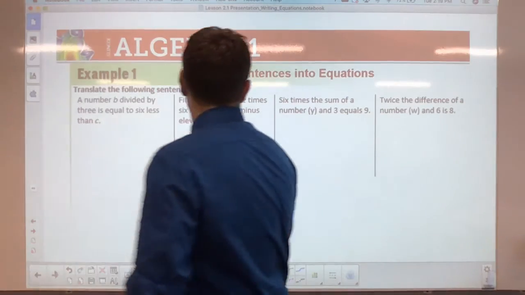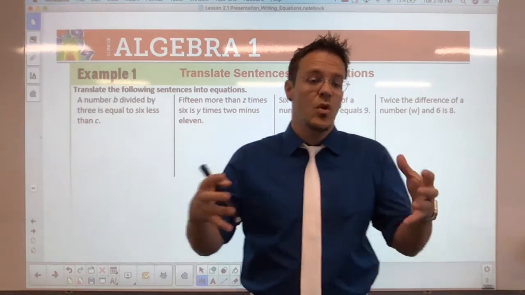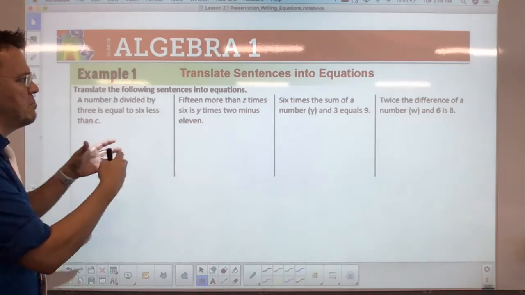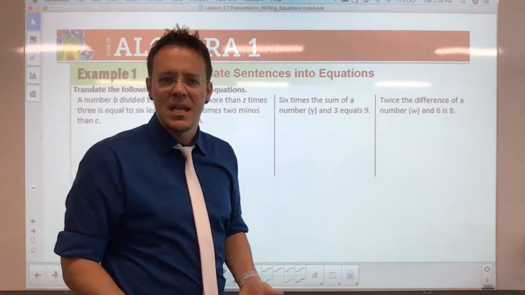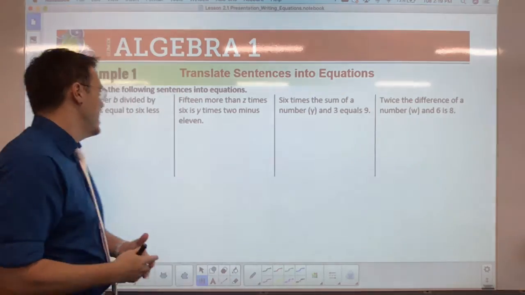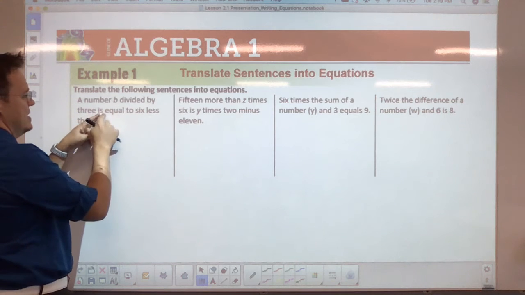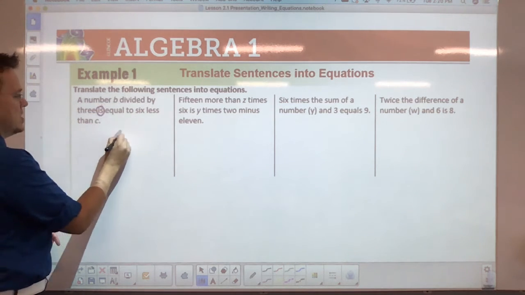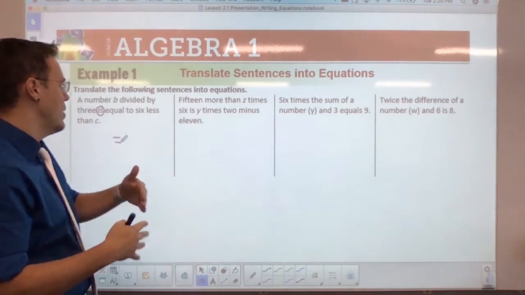Okay, translate sentences into equations. Now we're going to start writing these sentences into larger equations, okay? We're going to be doing things on both sides. So you've got to take it slow, understand what the vocabulary is saying to you, and then write them out. Okay, so a number B divided by 3 is, okay, so we know once you get to "is" that you're splitting an equation in two, all right? So you can stop where you're at, or you can back up, or however you want to read it.